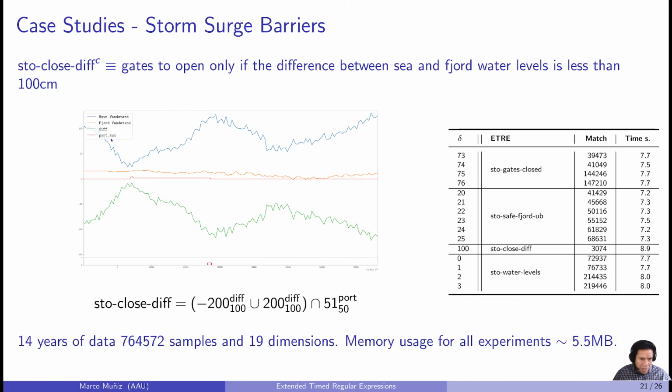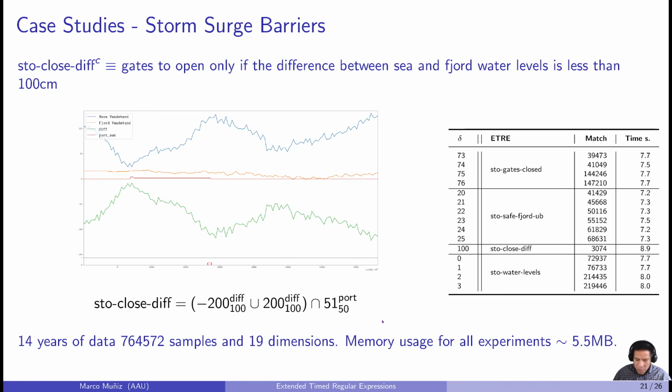Now we need to match for when the difference is bigger than 100 centimeters. And this is what we have here. We see here that the difference is bigger than minus 100, so bigger than 100, and the gate was not closed. It's open. And we have a match here. This is a violation of the safety property.